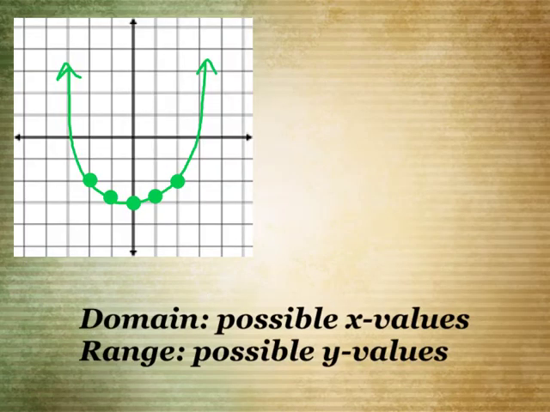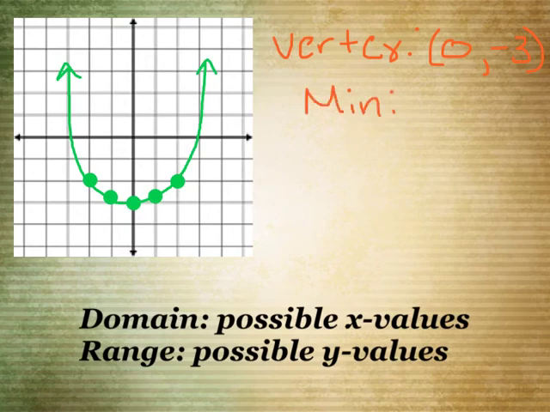Let's note a few important things. First of all, our vertex is at the point 0, -3. And our vertex, does it form a minimum or maximum? Well, the vertex is the lowest point on the graph, so it forms a minimum.